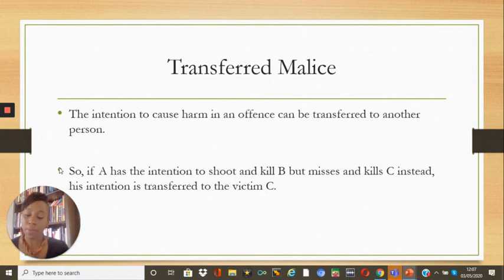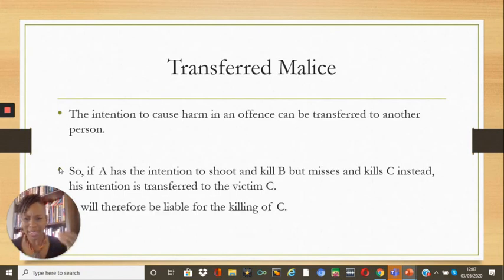So if we go back to our story with the pregnant lady, her baby, and the defendant, who is the boyfriend, who is A? A is the defendant, so the boyfriend. The boyfriend has the intention to shoot and kill B, the girlfriend. That's what the Court of Appeal was saying.